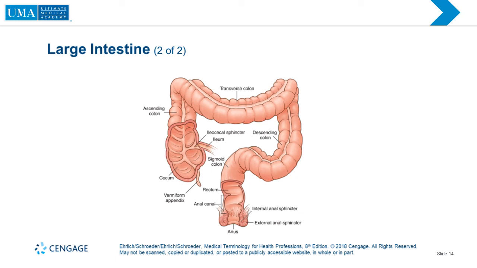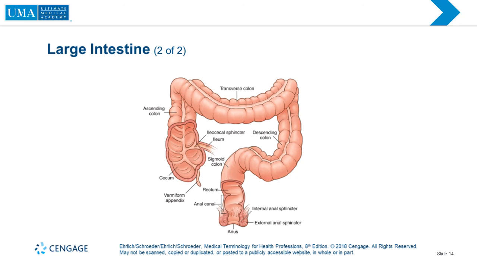Next, we have the longest part of the large intestine, and this is called the colon, and it's divided into 4 different parts. Starting with the ascending colon. This travels upward from the cecum to the undersurface of our liver. Ascending means upward. Next would be the transverse colon, and this passes horizontally across the abdominal cavity from left to right toward the spleen. Note, transverse means across.